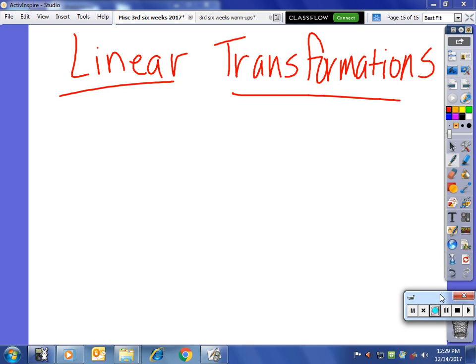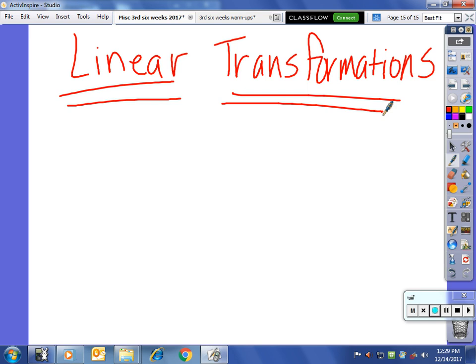All right, folks. One of the things we need to talk about before the CBA, because I'm afraid they're going to put some of this on there, is linear transformations, which we will discuss at length when we do lines after Christmas. However, I don't want you to tell me that I didn't teach you this before the CBA.